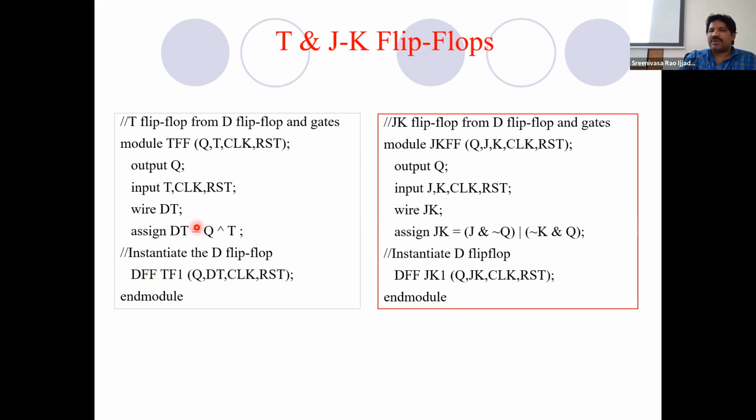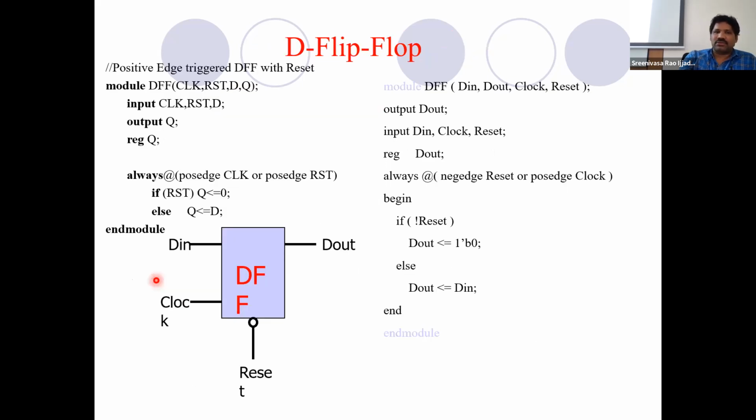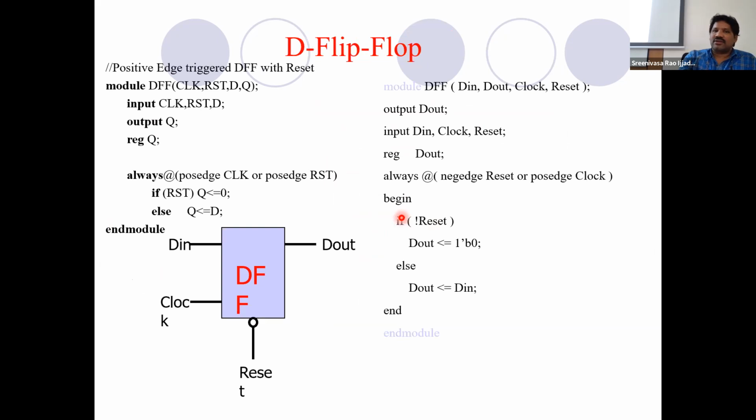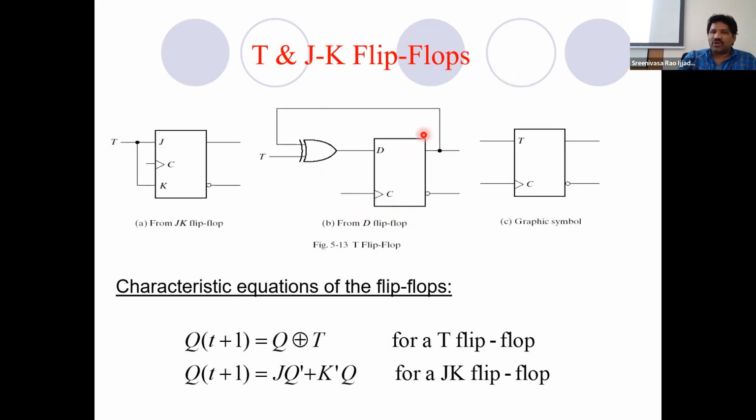Already you have a D flip-flop. You already designed it earlier, that is the DFF. Maybe this or this, you can take anything. From my point of view, I use this one because I already have a D flip-flop, so here I don't want to write the code for it. I just want to generate this signal.